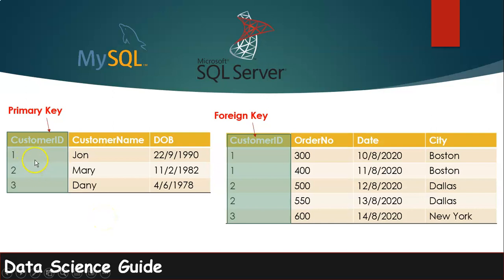For example, the first customer here has a customer ID equal to 1. And if we look at the order table, we have two orders that came from this customer, which has ID number 1. Same thing for the second customer here, Mary. The customer ID here is 2. And we can see there are two orders that came from Mary. And the same thing for the last customer, Danny.